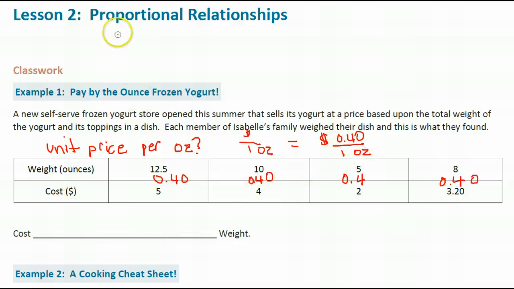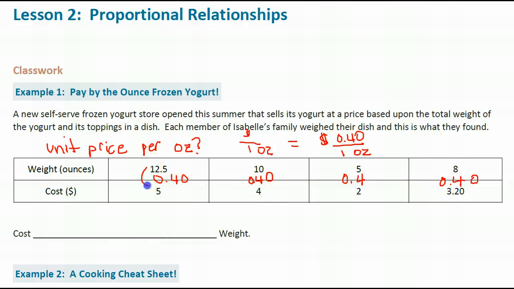Now, the lesson is about proportional relationships. And a proportional relationship involves this number here, this 0.4. You know you have a proportional relationship when you've got two measures, like weight and cost, and for each pair of numbers, there is a number you can multiply to get the second number. And that number that you multiply by is the same.